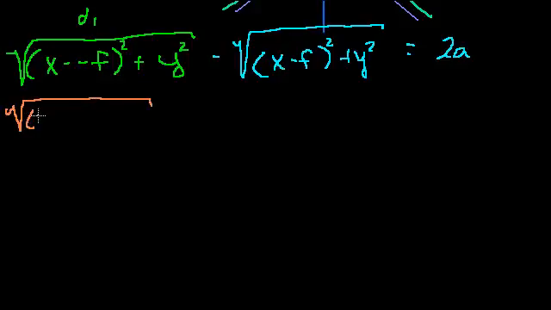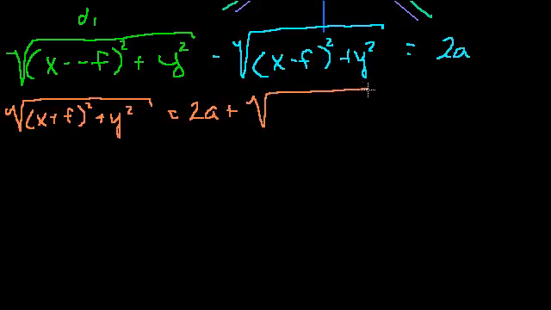This becomes x plus f, minus, squared plus y squared is equal to 2a plus the square root of x minus f squared plus y squared. Now to get rid of these radicals, let's square both sides of this equation. The left-hand side, if you were to square it, just becomes x plus f squared plus y squared.